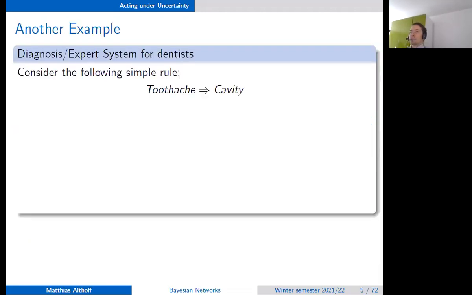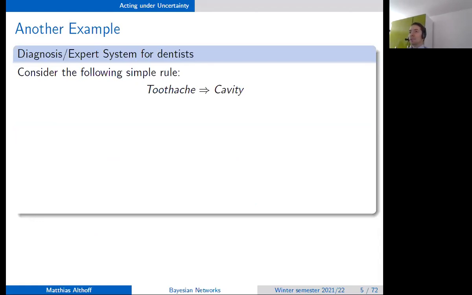Okay, so let's look at another example. We can look at the dentist example again. We are using this example because it's also in the book, so that there's some continuity. However, of course, it's a little bit of a nasty example.